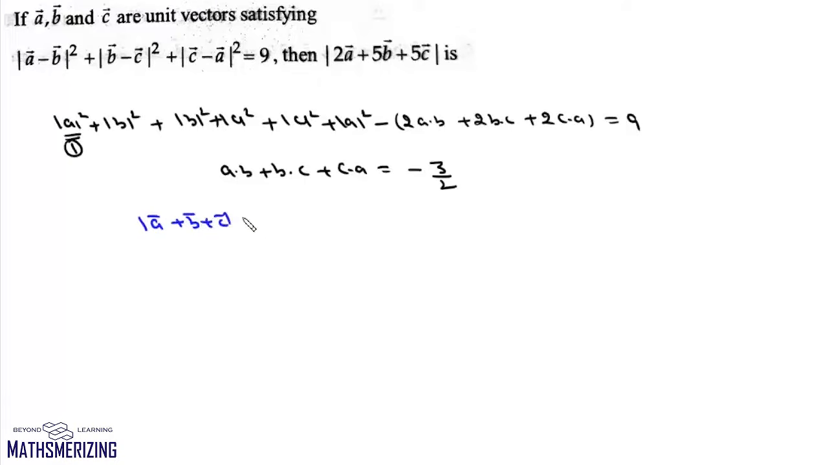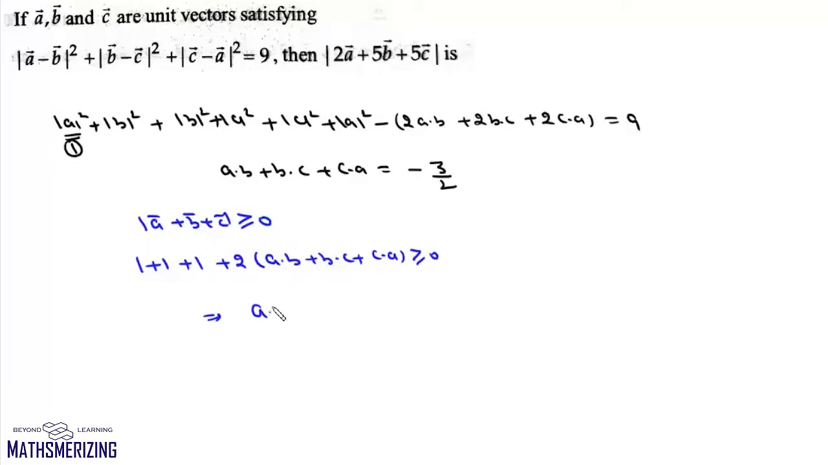Now we also know that mod of A plus B plus C is always greater than or equal to 0. Now we square it, we'll get mod A squared plus mod B squared plus mod C squared plus 2 times A dot B plus B dot C plus C dot A, and it will be greater than or equal to 0.